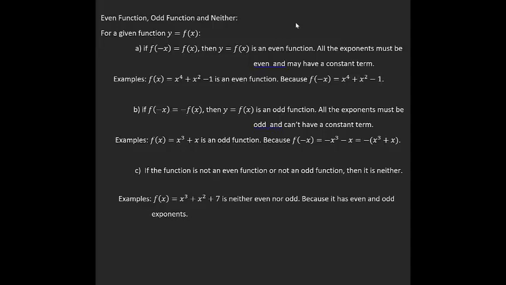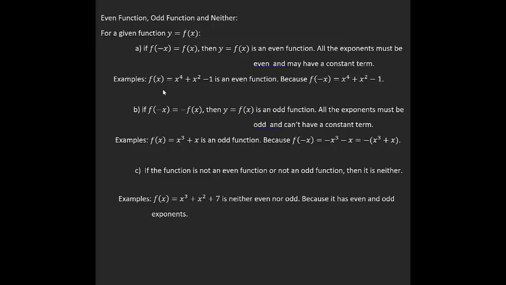Even and odd functions. So let us take a function y equals f of x. Now when we change the input x to negative x, but then we get our original function back, then we call this an even function. So what we need to notice to identify an even function is that all the exponents in the function must be even, and you may have a constant term.